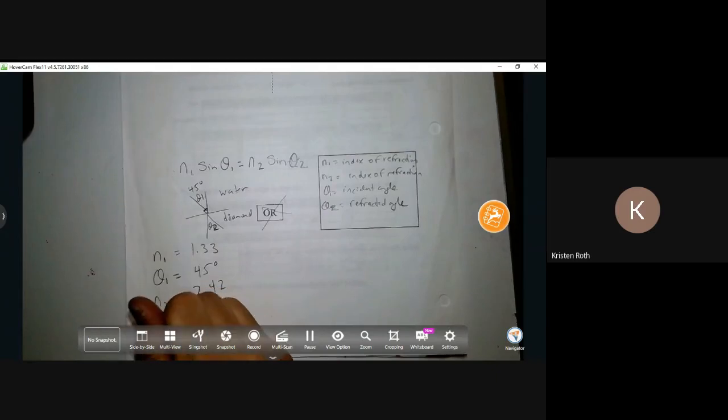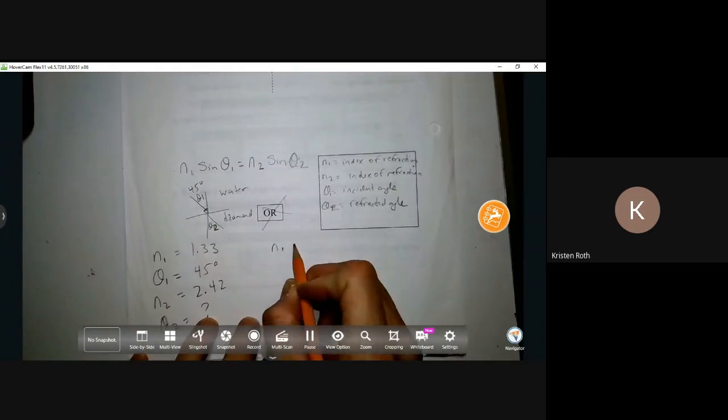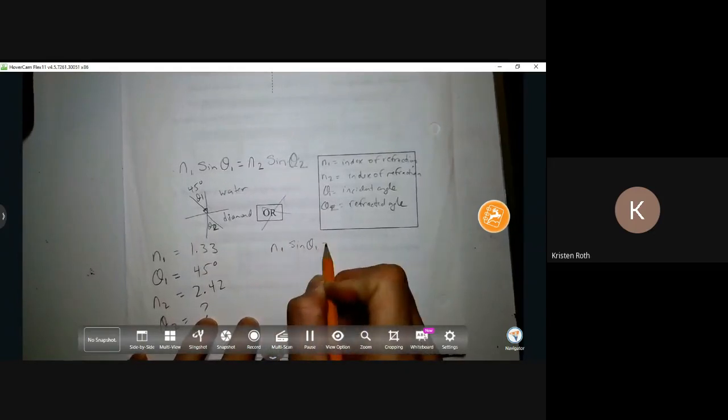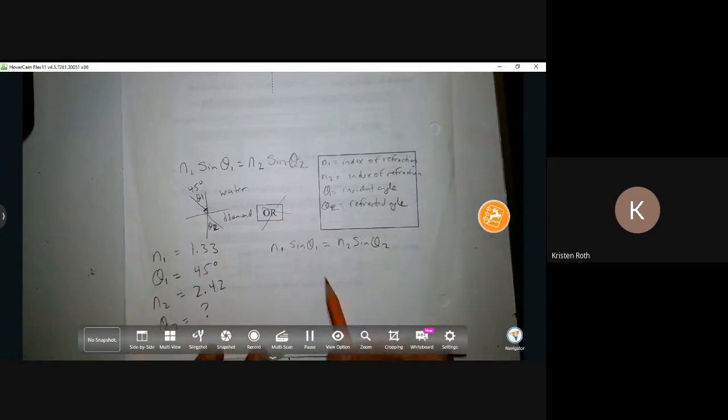So we don't have the refracted angle. That is our unknown. I'll put that there. Okay, so let's solve it. Always, always, always start with your equation: N1 sine theta 1 equals N2 sine theta 2. Can you see that? Yeah, you can.